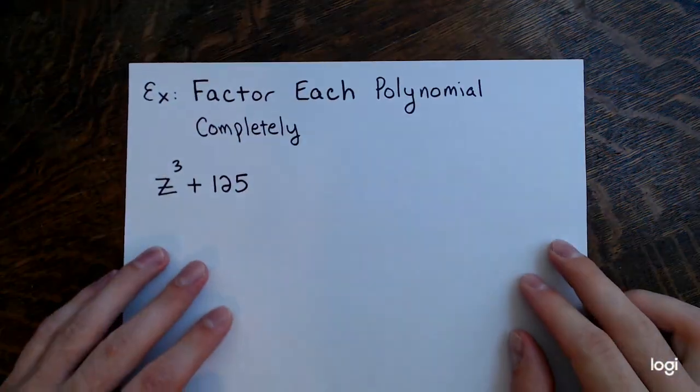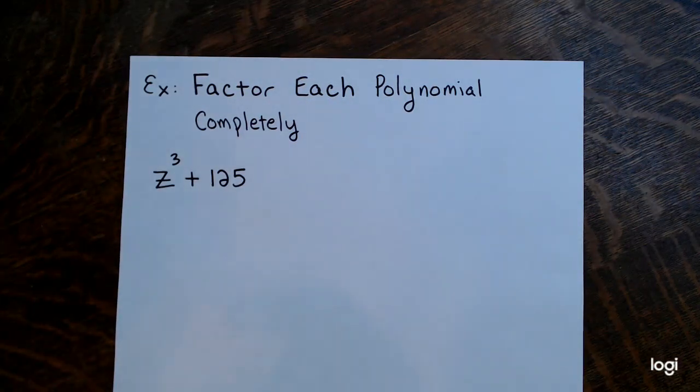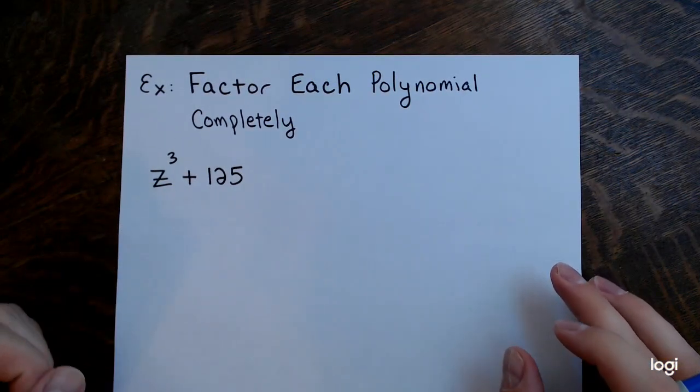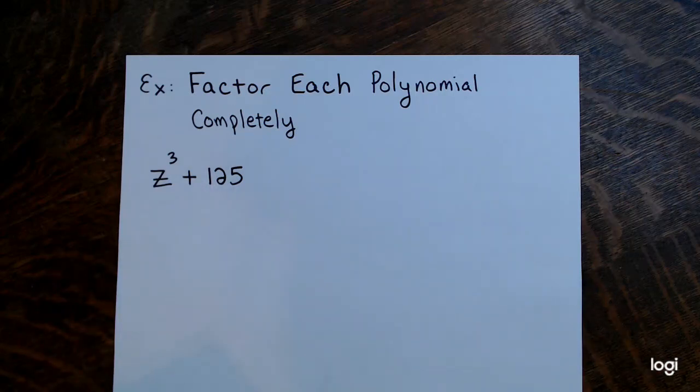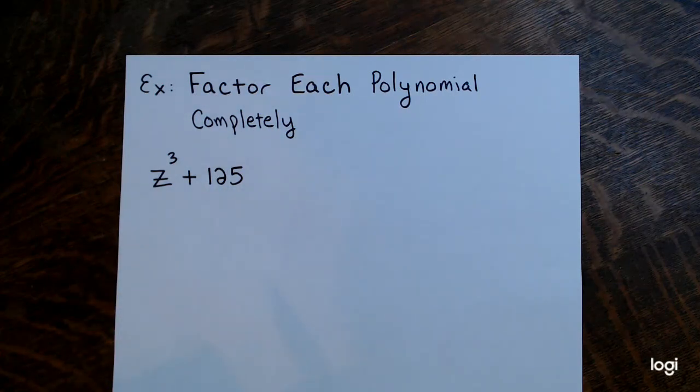The first of which I have here is factor each polynomial. I'm going to have several, so factor each polynomial completely. Alright, well, the first thing you do in factoring any polynomial is look at all the terms and ask, do all the terms have a greatest common factor other than 1? And this is not the case right now. Z cubed and positive 125 have a greatest common factor of 1.